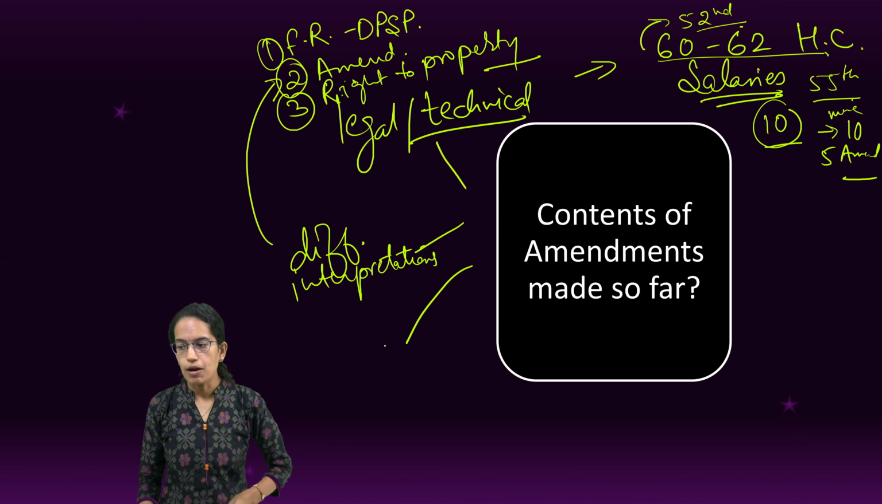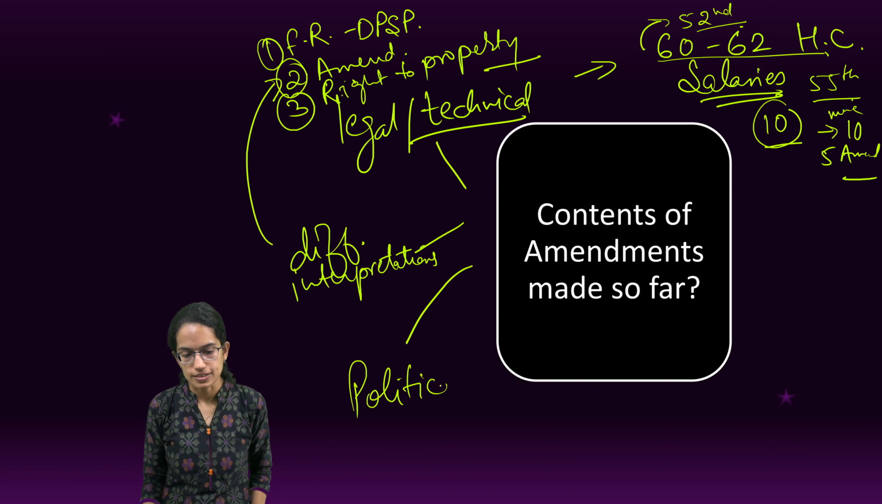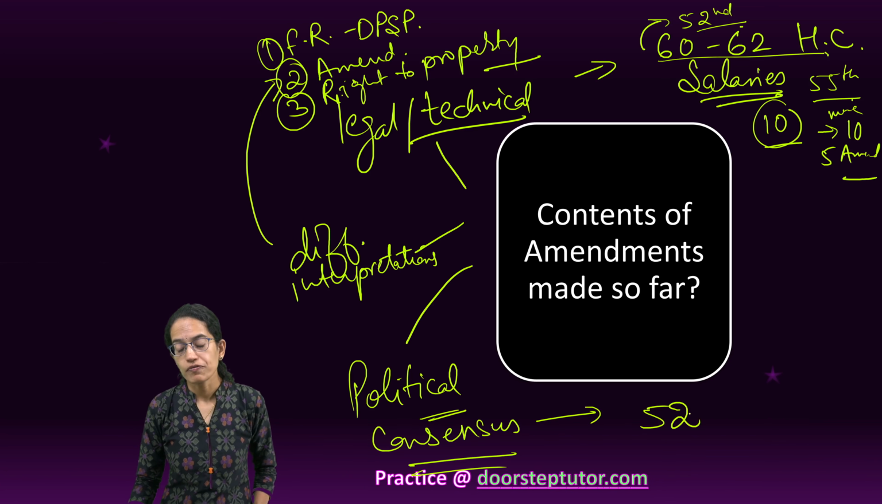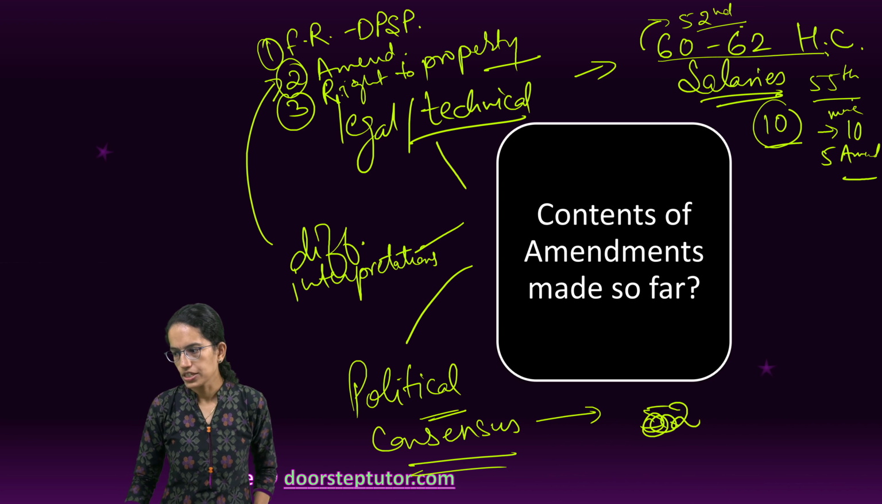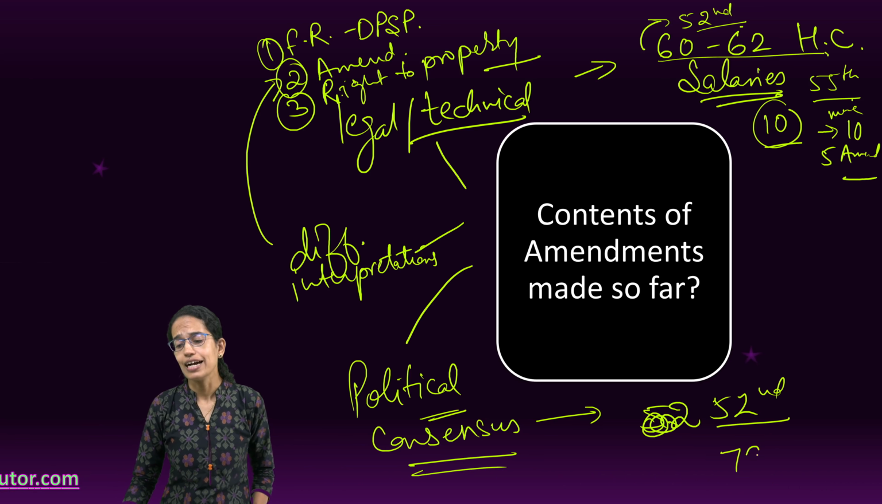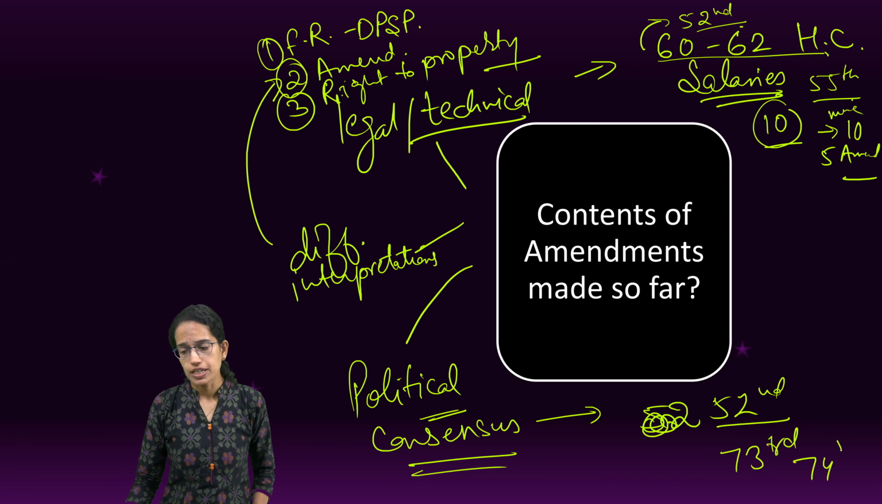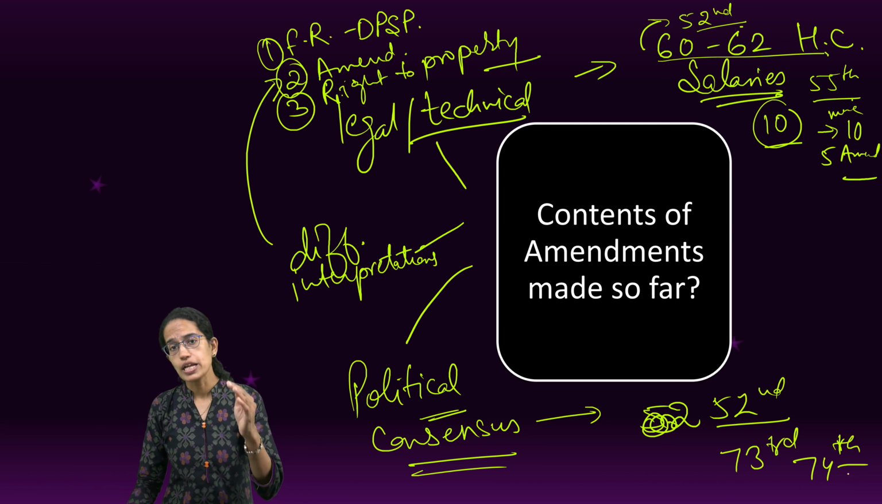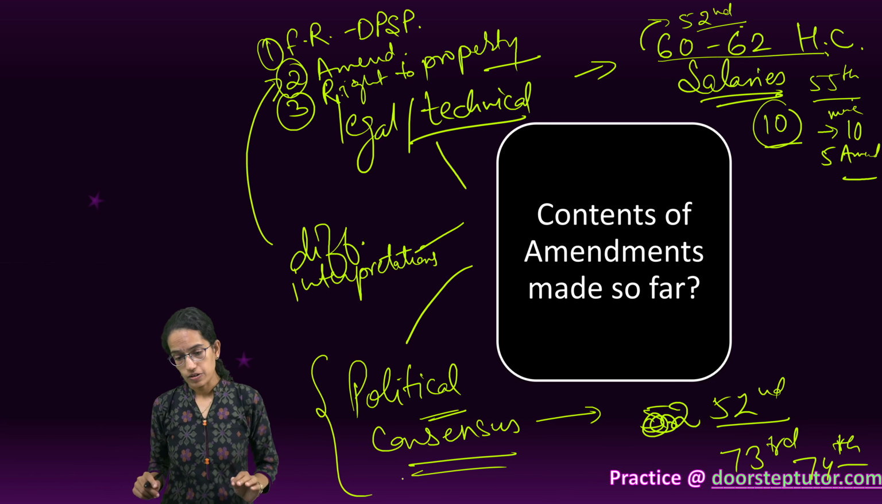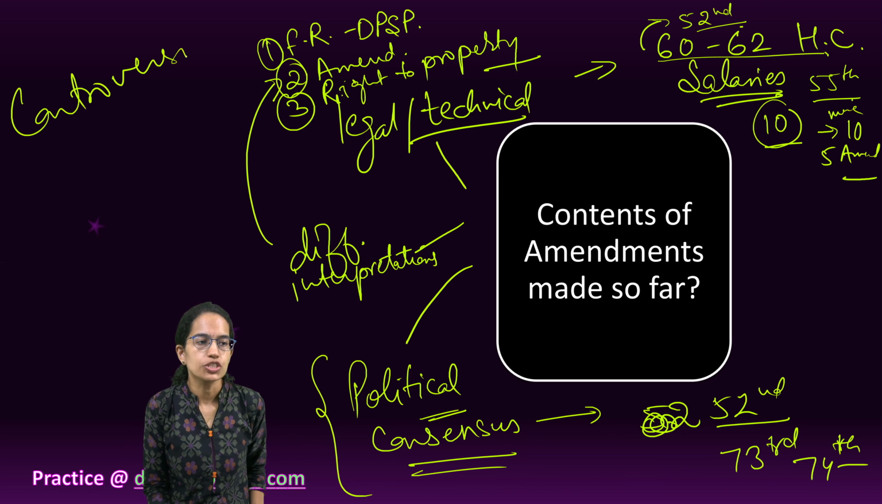The next is the amendment through a political consensus. So when I talk about political consensus, what does it imply? It is mainly in the case of Anti-Defection Act. So, anti-defection under the 52nd Amendment Act is important. Then under the 73rd Amendment Act, 74th Amendment Act, the rural and the urban boundaries, those are all under the political consensus. Besides the 3 ways under which amendments can be made, there can be chances of controversial amendments.